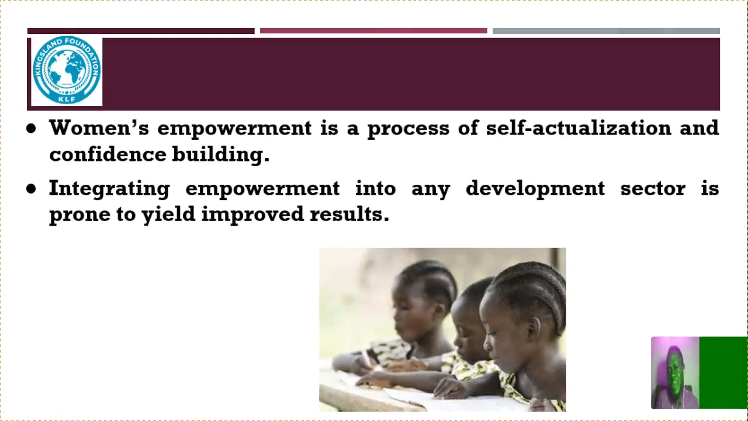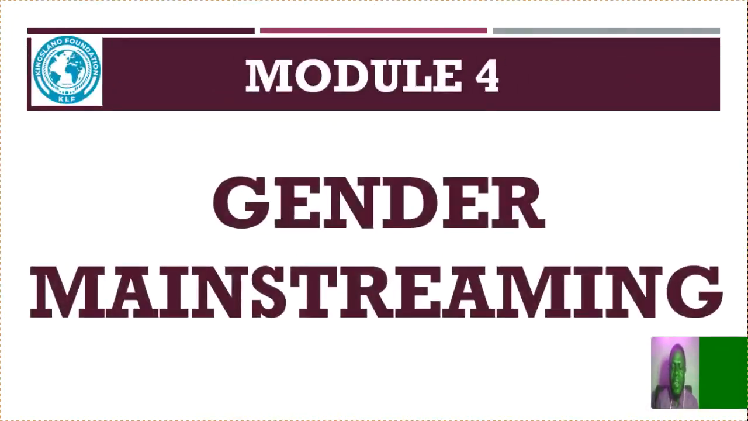So women's empowerment is a process of self-actualization and confidence building. Integrating empowerment into any development sector is actually prone to yield improved results. So once you bring the concept of empowerment into any sector at all, as far as development is concerned, it is likely to improve the standard of living of women generally. And so that is basically what empowerment is all about. Women are empowered when they are given the right to express themselves, to discover themselves, to garner knowledge, skills, and trainings, the right training. Now, that is it about women empowerment for now.